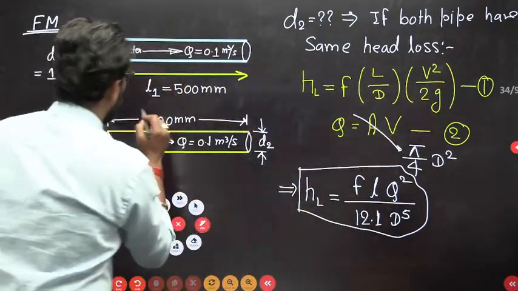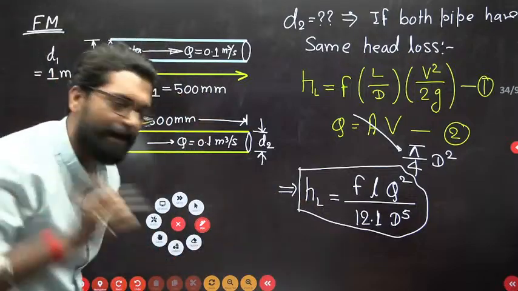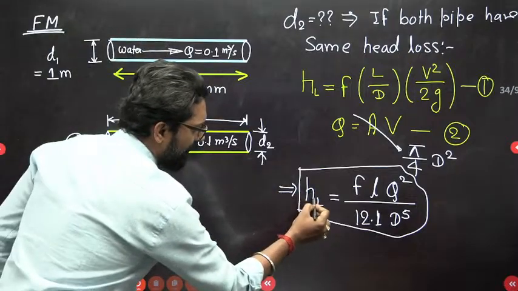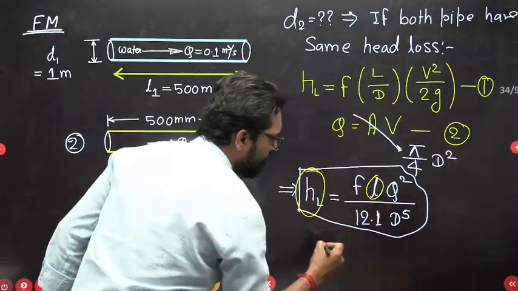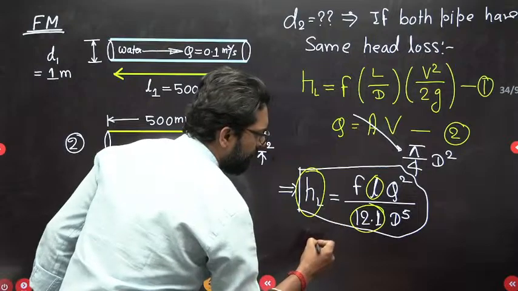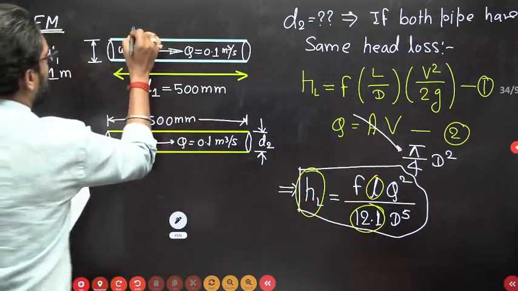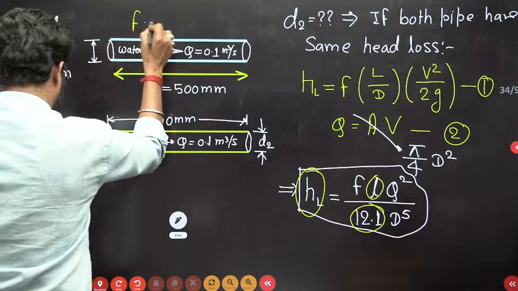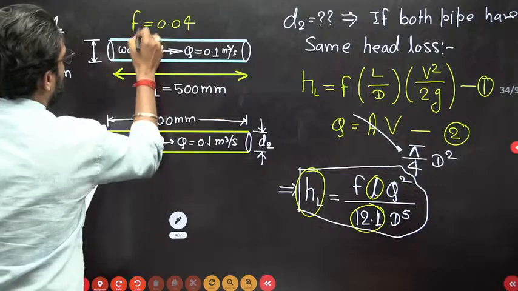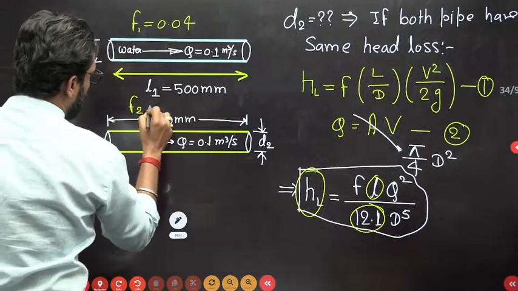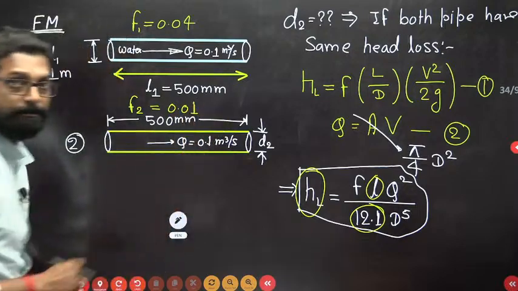Now they say that the head loss for pipe 1 and the head loss for pipe 2 are the same. So if these are the same, lengths are the same, and Q is constant. Both friction factors are given: this pipe's friction factor F1 is 0.04, and this pipe's friction factor F2, I think, is 0.01 according to your given data.